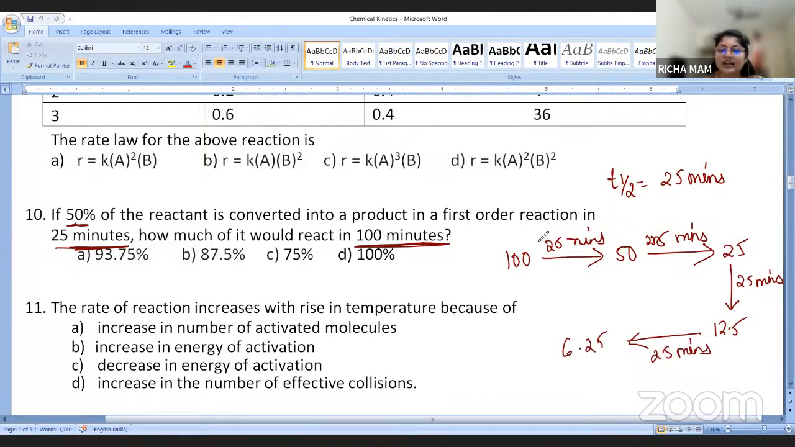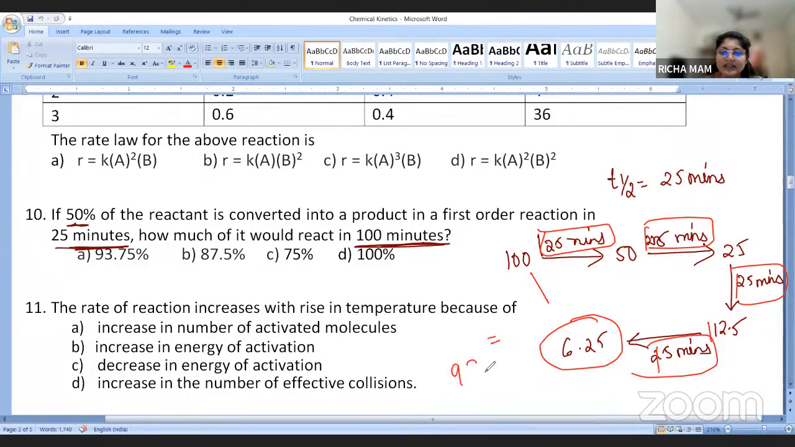So after 100 minutes, how much has reacted? How much has left is 6.25. So 100 minus 6.25 is 93.75. So this much has been reacted. So option number A. Is it clear? Very important. Okay, let us go for the next one.